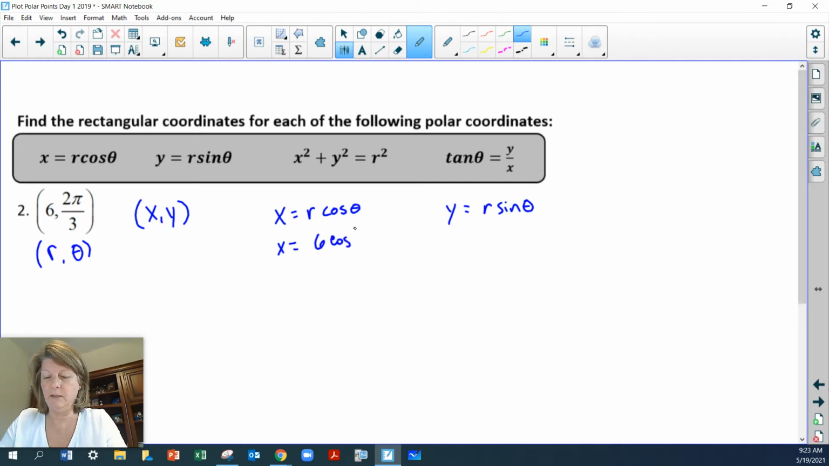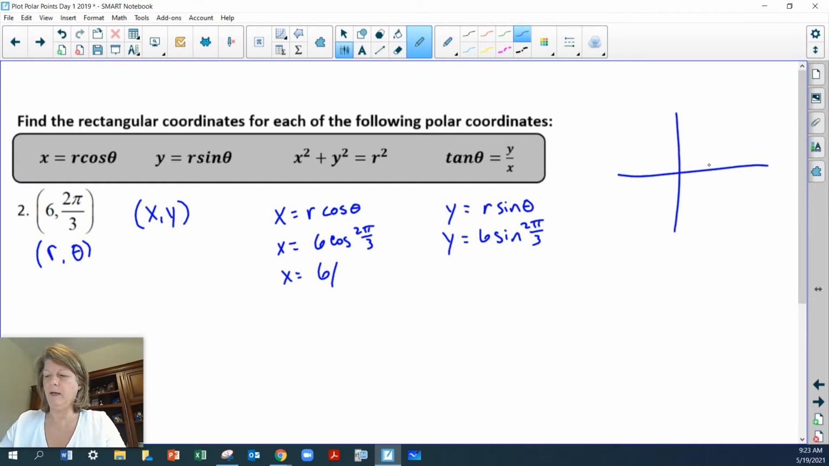x will become 6 cosine 2 pi over 3, and y will be 6 sine 2 pi over 3. Cosine of 2 pi over 3 lands me up there. That is a -1/2, is it not? And, oops, not divided. Make that multiplied. And that's going to give me -3.